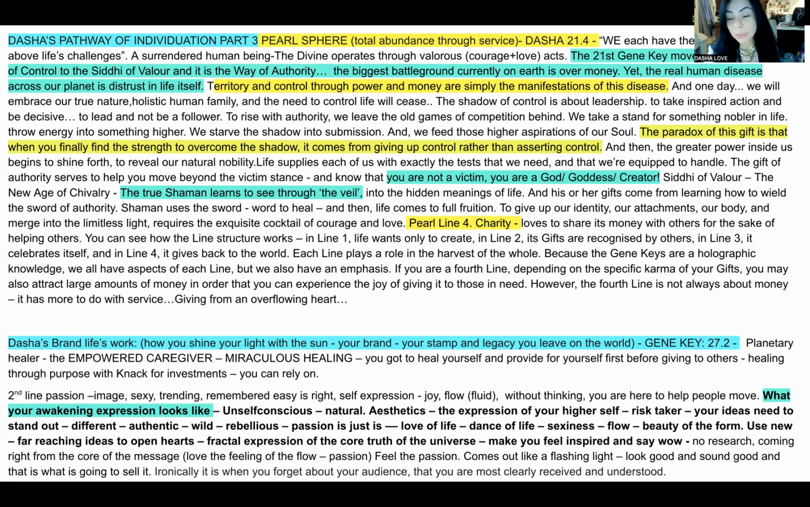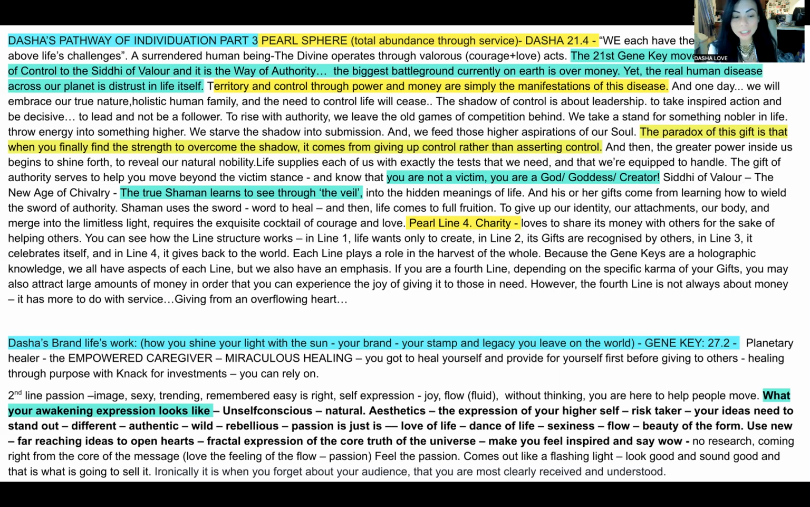So if you have this 4th line like myself, depending on the specific karma of your gifts, you can attract large amounts of money so that you can experience the joy of giving, right, to those that are in need. However, the 4th line is not always about money. It has to do more with service, giving from the overflow of the heart. So then we get to the brand, the essence, the sun. And this is how you shine your light to the world, your brand, your stamp, and the legacy that you leave here. 27.2 for me.